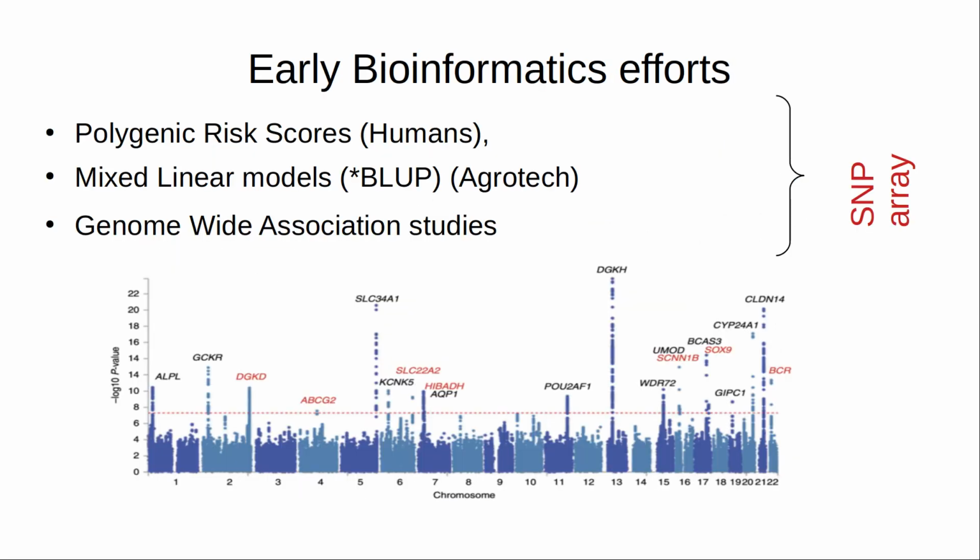Early efforts towards genome interpretation included statistical models for phenotype prediction, such as polygenic risk scores in humans and the BLUP family of methods for crop and cattle breeding. Nevertheless, those approaches were developed before the next generation sequencing explosion, and they all relied on SNP array data that are normally used for genome-wide association studies.